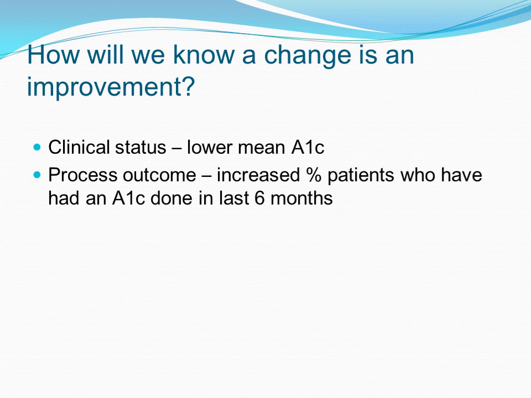Now think about this. This actually could be a negative. The one could negatively influence the other, because if you get up to 80% of your people have an A1C done in the last 6 months, they may not all be good A1Cs, and it may actually raise your average A1C.